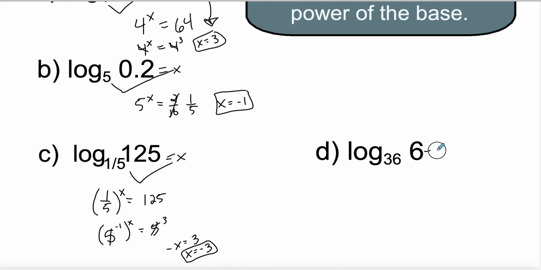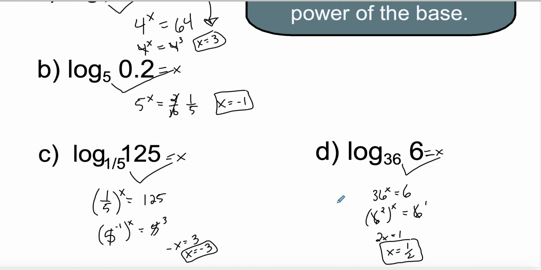And then over here, this one's a little bit easier. 36 to the x equals 6. Now this one you might be kind of second guessing, well, how am I going to get from a 36 to a 6? Well, you can know that that's a square root, but then you have to remember what the exponent is for a square root. If you don't remember that, then do it like we did our last lesson. So 6 squared is the same thing as 36, and we have that x up there. And this is 6 to the 1st over here. Get rid of the bases. We have 2x equals 1. Divide by 2, x equals 1/2. So remember, a square root is a 1/2 exponent.